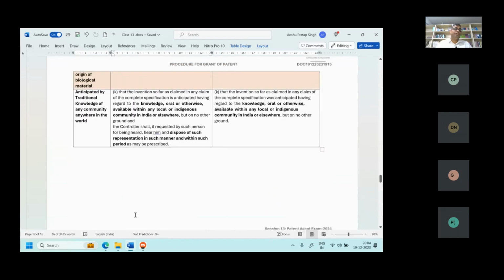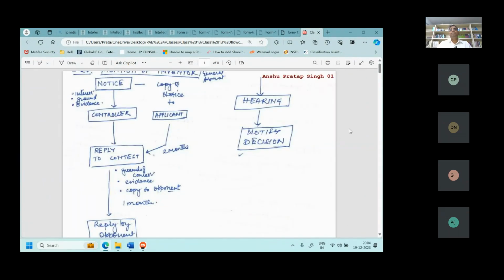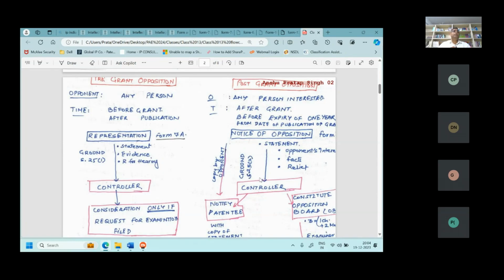Now we will go with the flow chart to understand how this pre-grant and post-grant opposition works. So this is a pre-grant opposition. Pre-grant opposition talks about that opponent. Any person can be opponent. Before grant, after publication, you have to file a representation form 7A, give a statement, evidence, and request for hearing. Ground is 25(1) we discussed. You gave a representation to controller.